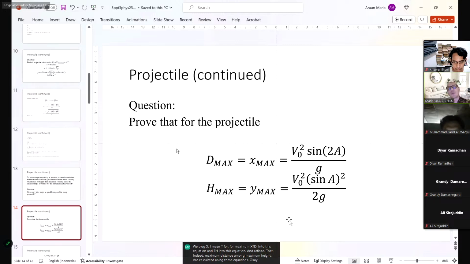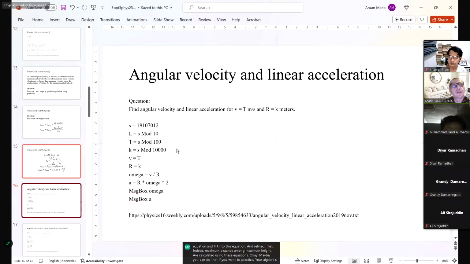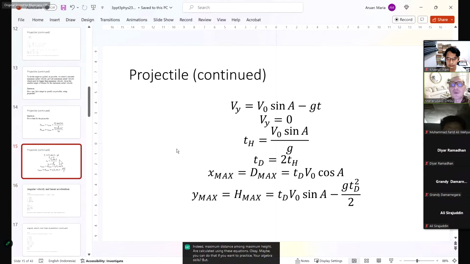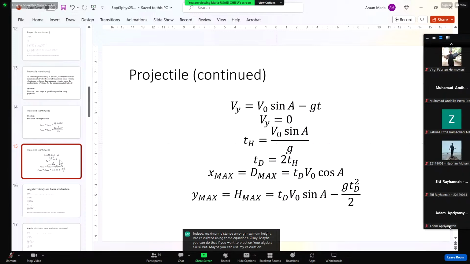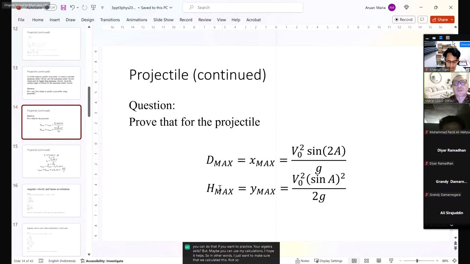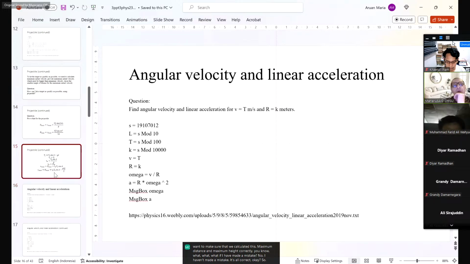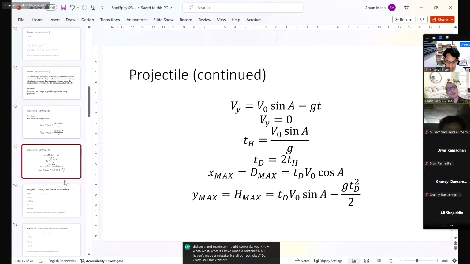Okay, maybe you can do that if you want to practice your algebra skills, but maybe you can use my calculations. I hope it helps. So in other words, I just want to make sure that we calculated these maximum distance and maximum height correctly. You know, what if I have made a mistake? No, I haven't made a mistake. It's all correct. Okay. So I think we are done with projectile for today.